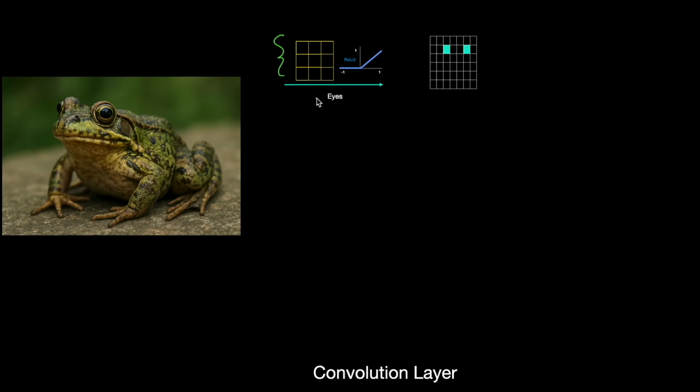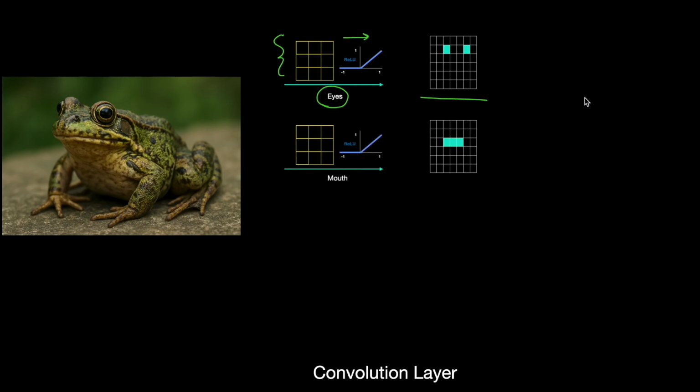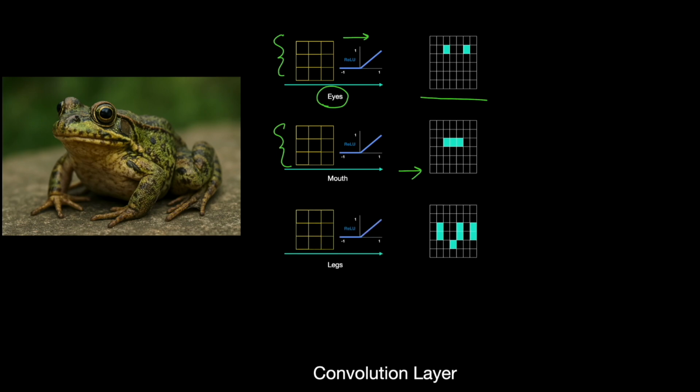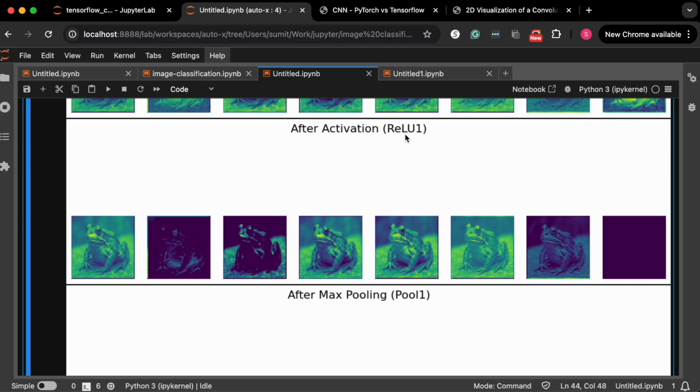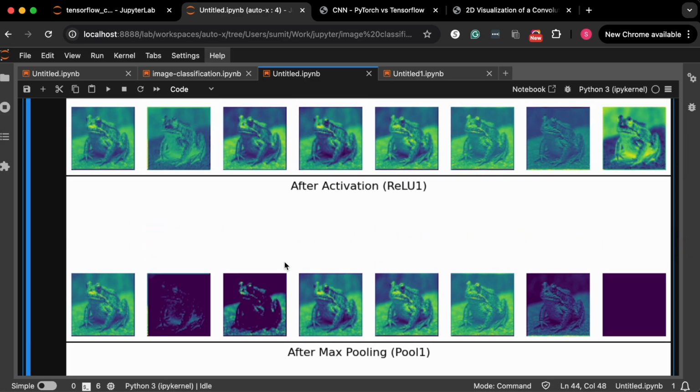Okay, so this feature detector will detect the eyes, we'll apply the activation function, and we'll get the feature map. Another feature detector for mouth in the same process. So this one is for the legs, and this one is for the feet. We will apply the ReLU activation function. This step sets all negative values to 0, removing weak signals, keeping only the strong activations. Okay, so this is the output after applying the activation function.